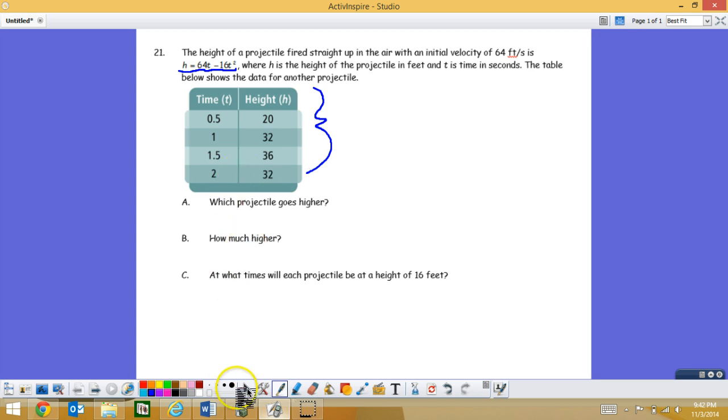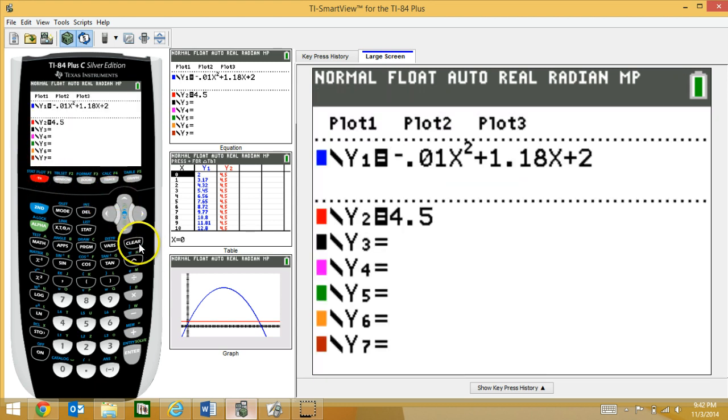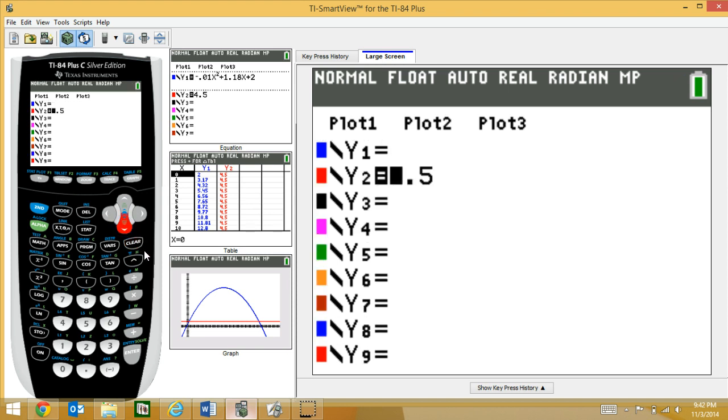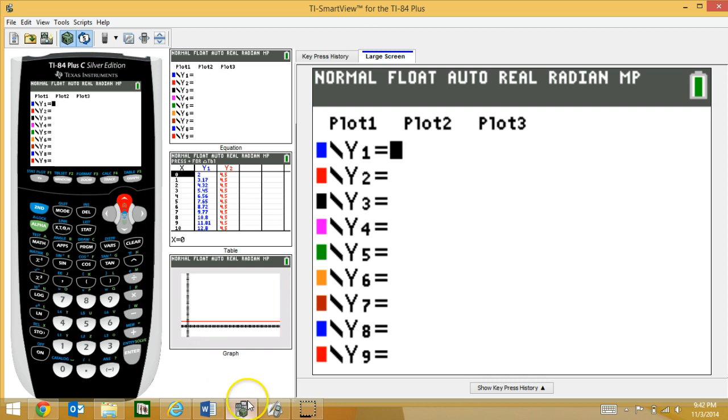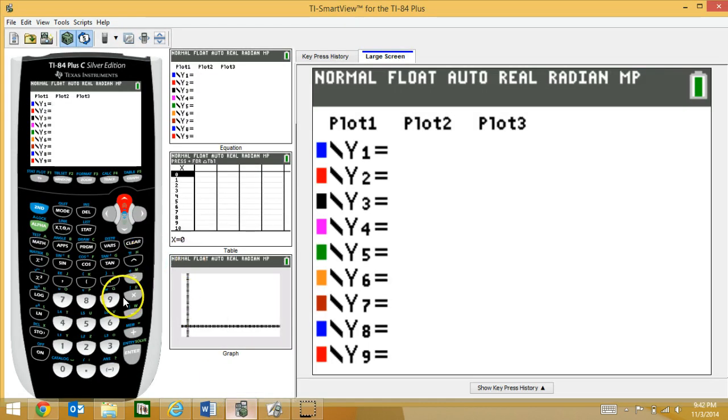So we're going to go to the graphing calculator, and on the graphing calculator, I'm sure you've got some stuff on there. So what we're going to do is just clear out any equations we have in there. And then we're going to put that first equation into y sub 1, the 64x minus 16x squared. So we've got 64x minus 16x squared.